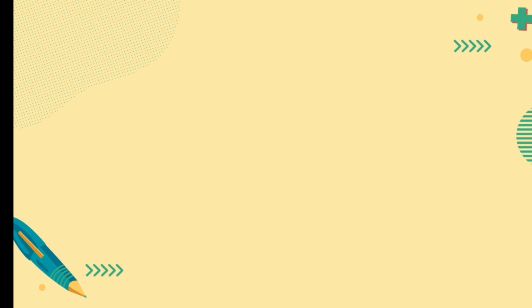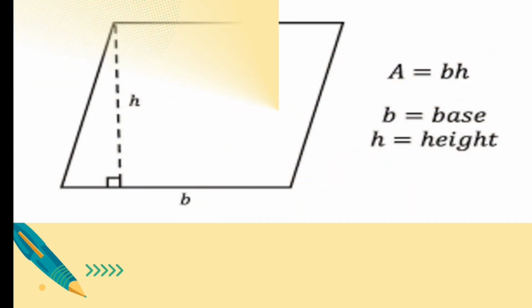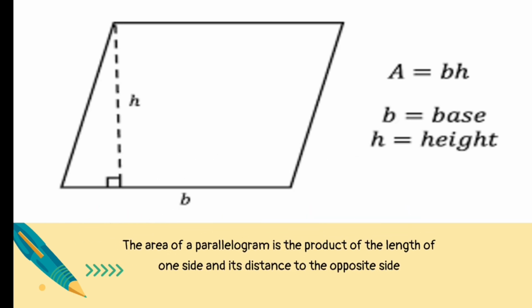Okay, children, so we can conclude that a parallelogram is a quadrilateral with two pairs of parallel sides. Its area depends on the length of the base and the height. Also, the area of parallelogram is the product of the length of one side and its distance to the opposite side.